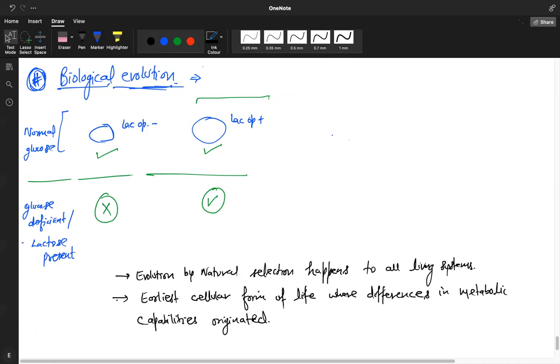Some bacteria can even utilize sulfur. Some cannot utilize sulfur. Some can flourish in the presence of oxygen. Some will die in the presence of oxygen because they don't like oxygen. They are extreme anaerobes. All sorts of bacteria are there.